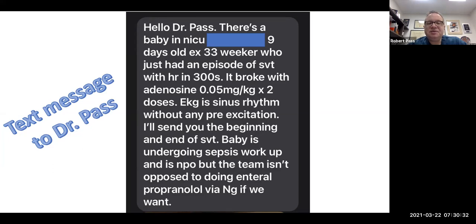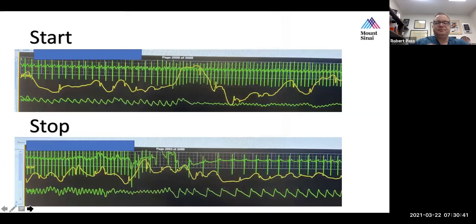Baby is undergoing a sepsis workup and is NPO, but the team isn't opposed to enteral propranolol via NG if we want." These were the tracings that were sent to me by the excellent cardiology fellow. And I'm going to ask Dr. Sergey Babia, back from a prolonged vacation, if he can share with us his insights into what he believes is the most likely mechanism and how he would treat it.